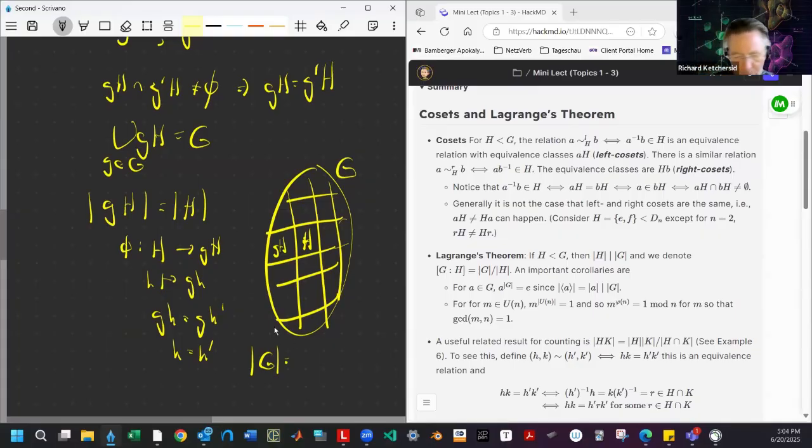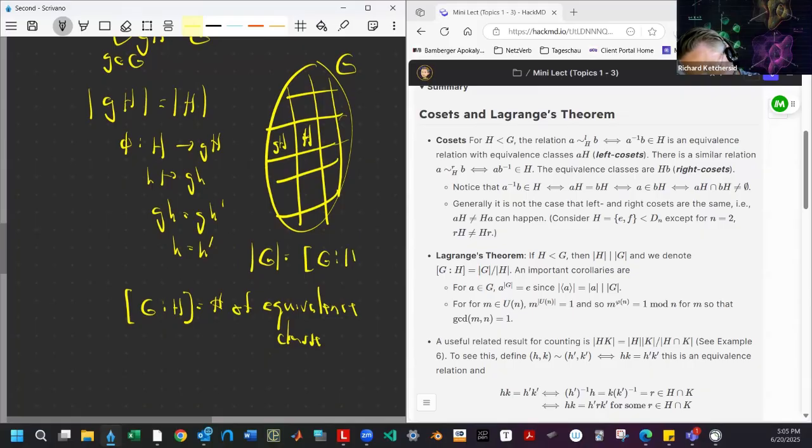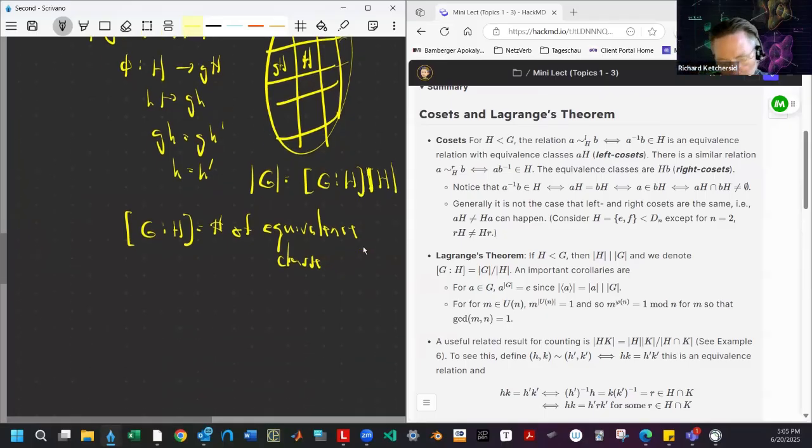So how do I want to write that? Well, let's make a definition. G colon H equals the number of equivalence classes. And usually we don't just make up definitions like that, but this is a definition we need to know. So the size of G would be G colon H times the size of H. The number of classes, each class has size H. So this gives us a kind of counting here.